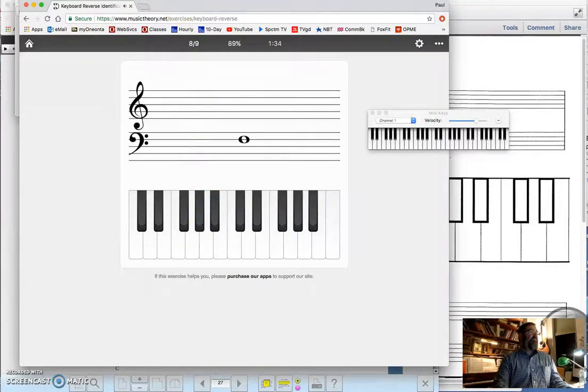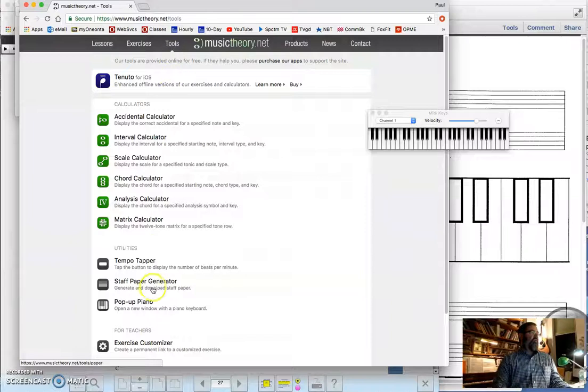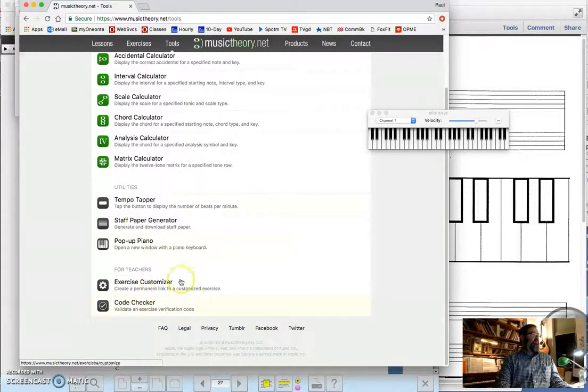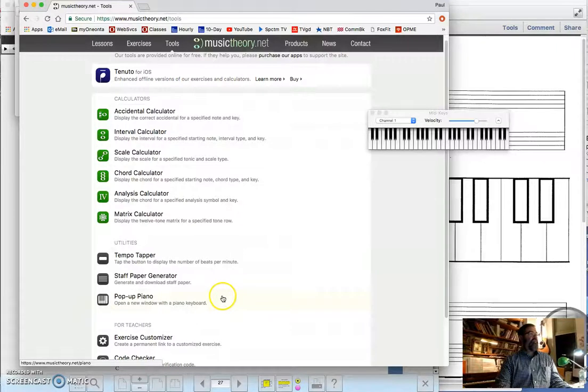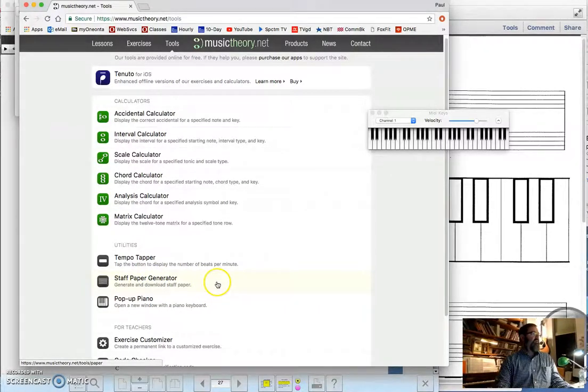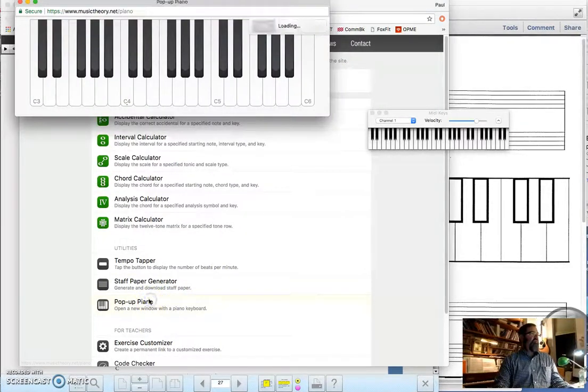And speaking of the piano, one of the things you have in tools is the pop-up piano. There's a couple of cool things here. There's a little metronome tempo tapper. There's a staff paper generator if you should need that. You can also look up freestaffpaper.com or something like that. Print out your own staff paper if you should need any of it. But the pop-up piano is kind of cool.